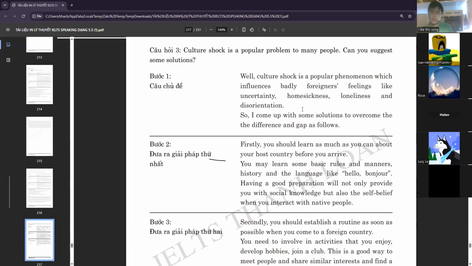Now, for culture shock, you need to think, what is the cause of culture shock? Culture shock is mostly caused because someone isn't prepared enough to go to another culture and they are, well, shocked because many things are different from their home country. So, what do we mean by this? Well, you need to start and prepare before that.